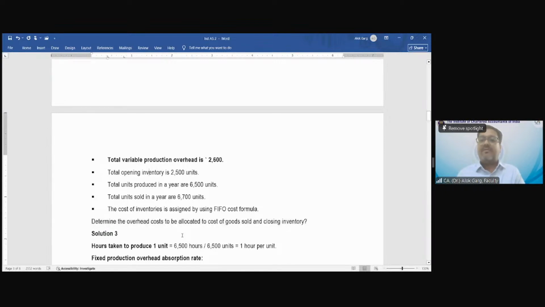Is the question clear to everyone? Yes, sir. What is the ask in the question? The question is asking for the overhead cost to be allocated to cost of goods sold and closing inventory.